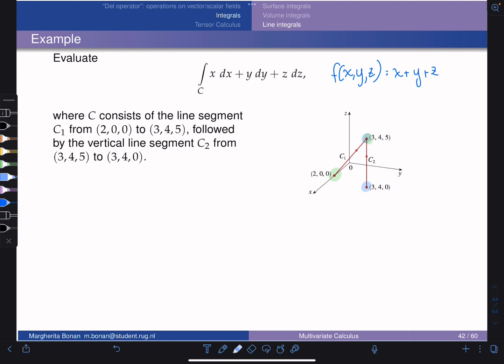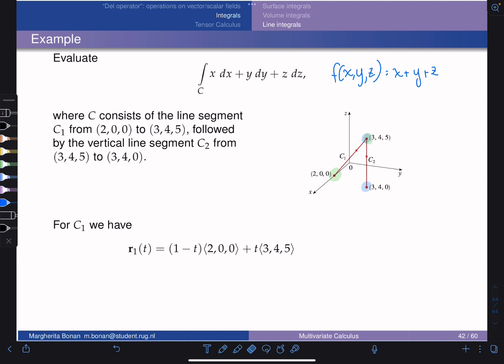Now our plan of attack is first finding the parameterizations. We can use the fact that the line integral on C is equal to the line integral on C1 plus the line integral on C2. So in this case, we first want to find the parameterization r1. For C1, we have r1 equal to, for example, I take this kind of parameterization, but this is not unique: 1 minus t multiplied by 2, 0, 0, plus t multiplied by 3, 4, 5.